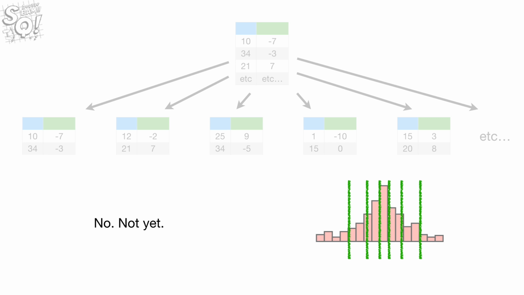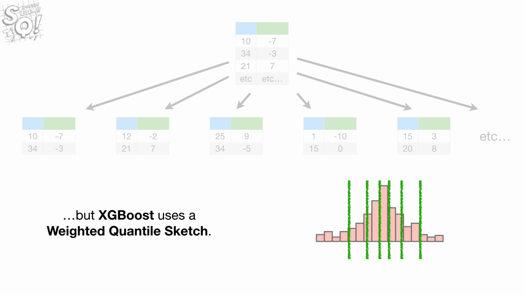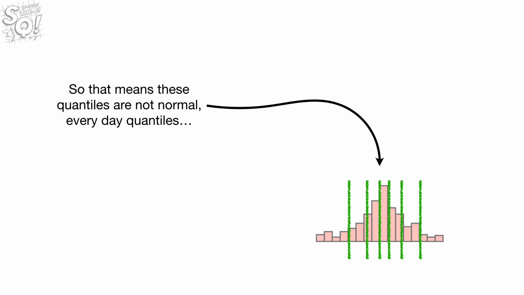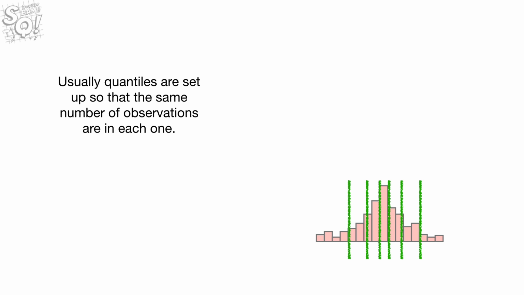Bam? No, not yet. So far, we have described the Quantile Sketch algorithm, but XGBoost uses a Weighted Quantile Sketch. So that means that these quantiles are not normal, everyday quantiles. Instead, they are weighted quantiles. Hey, what's a weighted quantile?